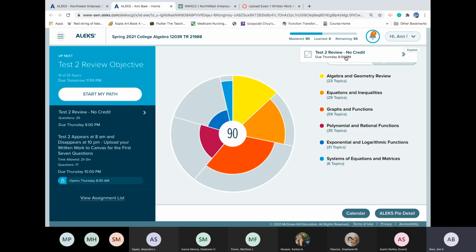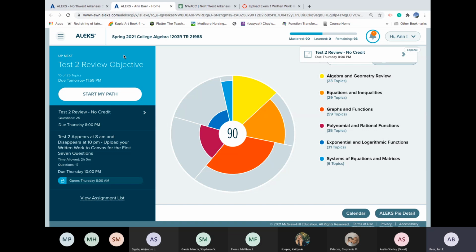In addition, most of you are not going to see all 25 topics in the test 2 review objective, either because you've already learned those topics and you've continued to have a learned status for them. When that happens, Alex isn't going to show them to you in the review objective. Or because you never opened those topics in the first place and learned them, you're also not going to see them.